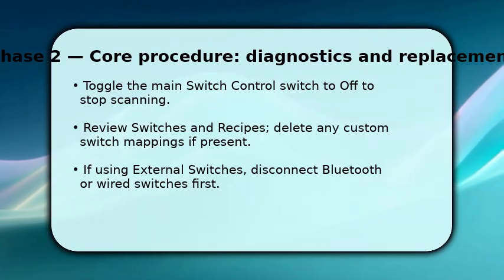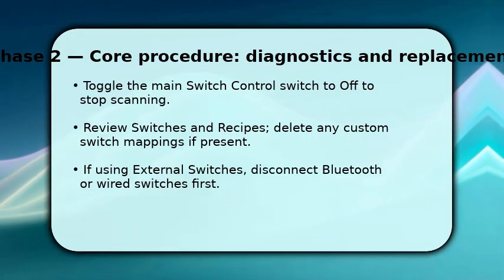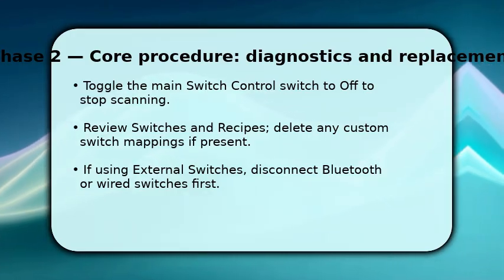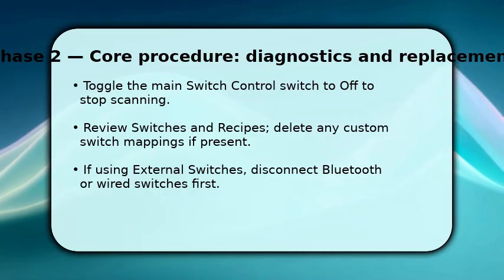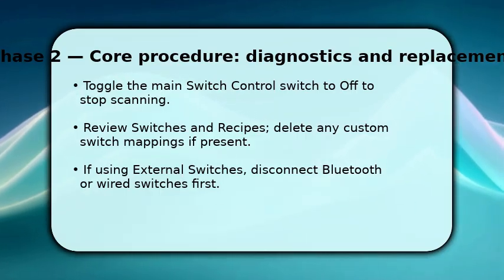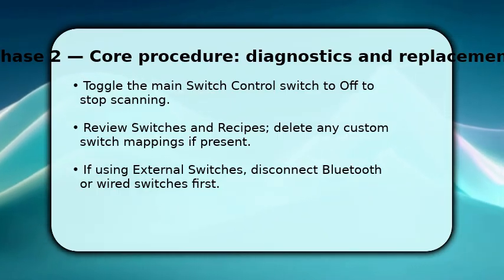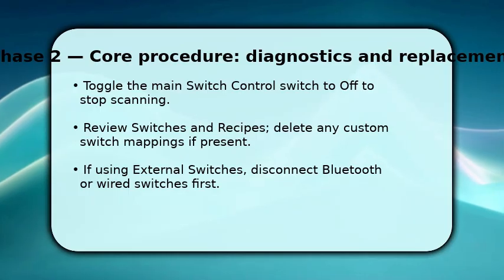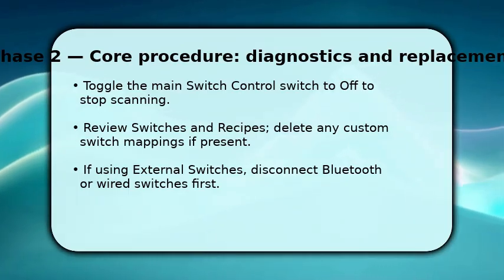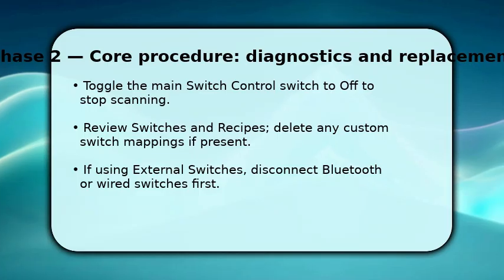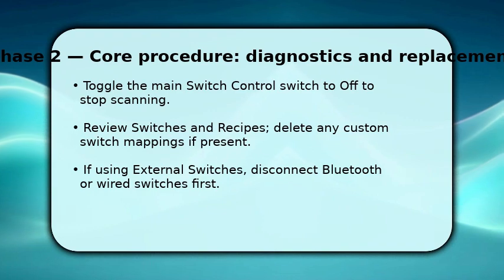If switches or recipes show custom setups, tap each and delete or disable them so they don't reactivate later. For external devices, go to Bluetooth or disconnect any wired switches before toggling off, because active peripherals can complicate the process. Make sure assistive touch or voice control aren't substituting inputs. Check those toggles and turn them off if you don't need them.